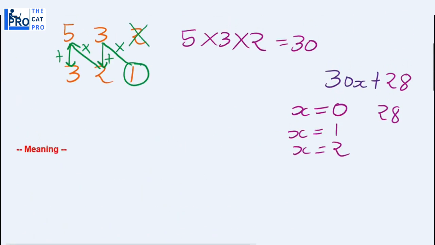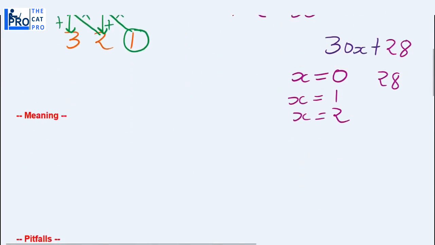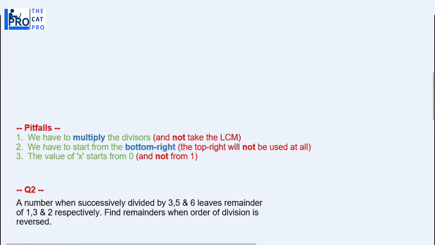In this question, this was 5, 3, 2, and 3, 2, 1. So let's look at it here again: 5, 3, 2 and 3, 2 and 1.